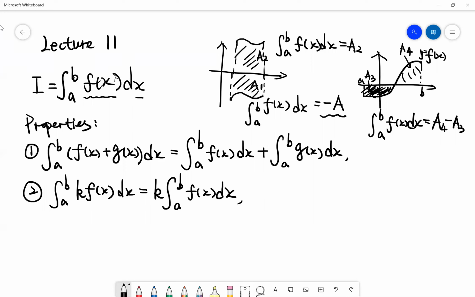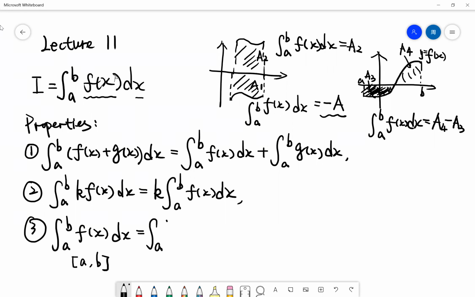And then if we want to calculate the definite integral on the interval from a to b, that can be subdivided into from a to c and from c to b. Then the definite integral can be separated into two parts as well. So this is the third property of the definite integral here.